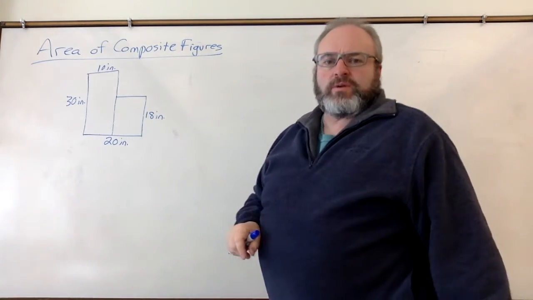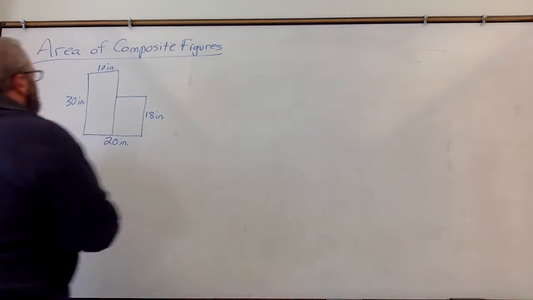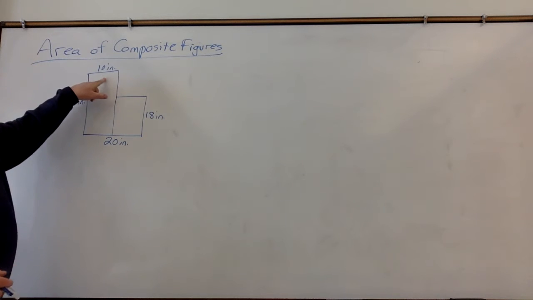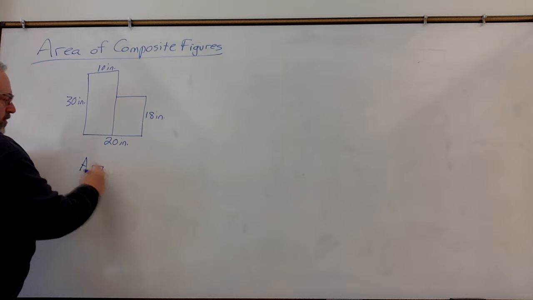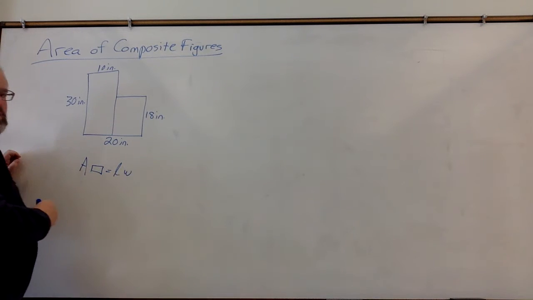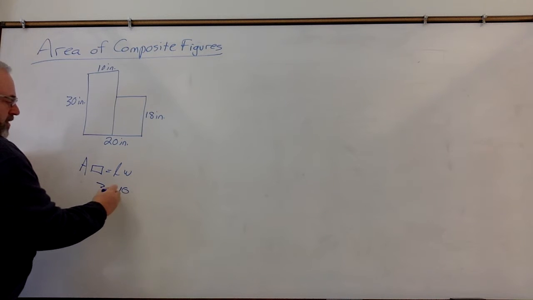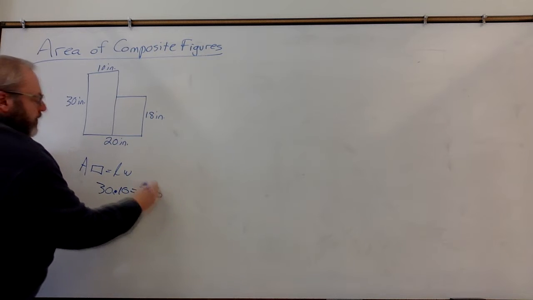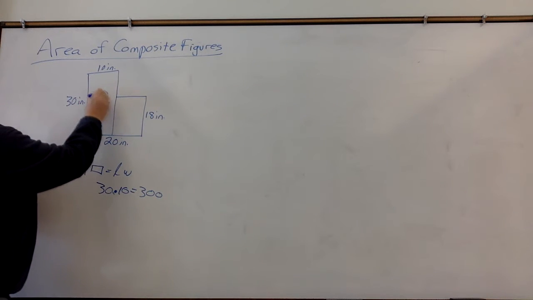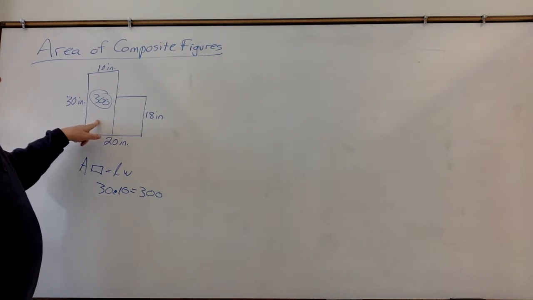So if we divide it this way, we've got two rectangles. The first one is 30 inches by 10 inches. So the area of rectangles is length times width. So that would be 30 times 10, which is 300. So this partial part of the composite figure is 300 square inches.